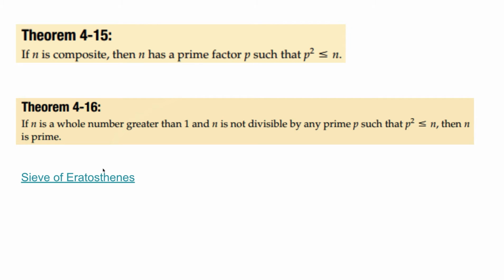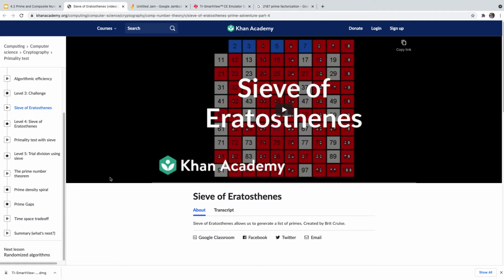I'm going to show you a video that shows why we are thinking about p squared rather than just n. Okay. The next theorem is if n is a whole number greater than 1 and n is not divisible by any prime number p such that p squared is less than or equal to n, then n is prime. So these two theorems are very closely related to the sieve of Eratosthenes. So I will show you this video from Khan Academy. So let's watch this together.